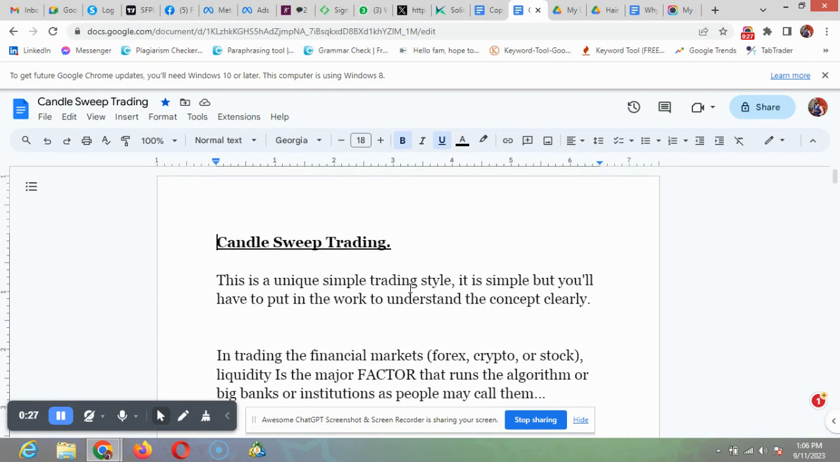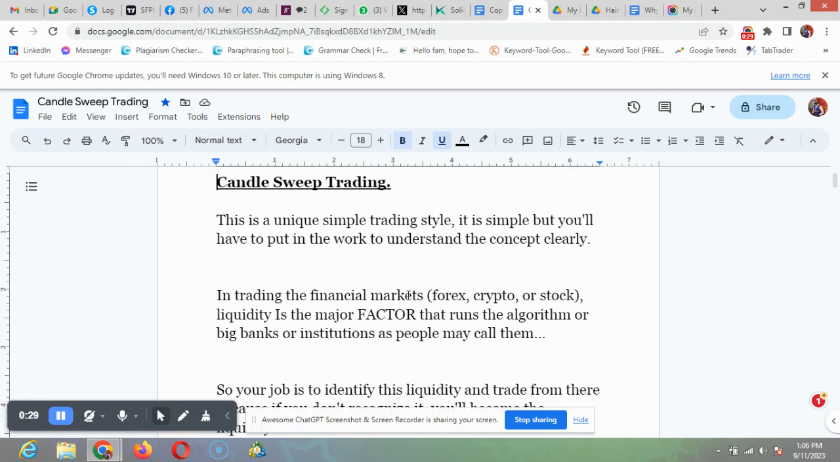I said once it comes to trading the financial market, be it forex, crypto, synthetics, stock, any market at all that is financial, the most important thing you want to look out for is liquidity, because liquidity is what moves the market. And so your job as a trader would be to find these liquidities, and then trade from there.